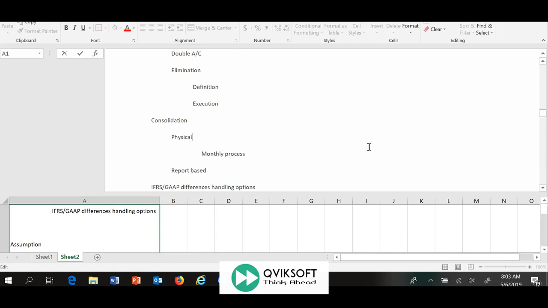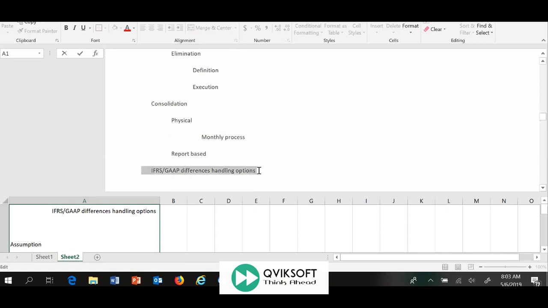And also, as I spoke about the IFRS and GAAP difference handling, what are the differences? I'm not covering that in this particular call, because that requires more detailed accounting discussion. But I'm just going to cover, if there are differences, how you can provide a solution to your customer so that you can meet their requirement. So that is my main focus.